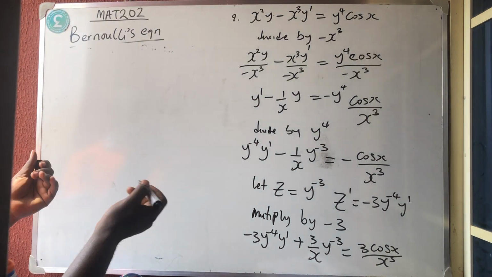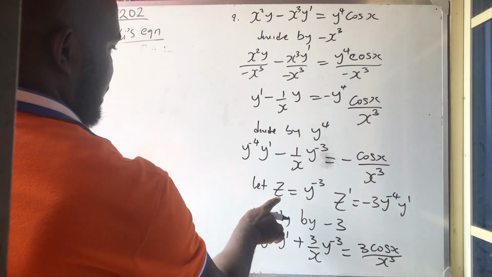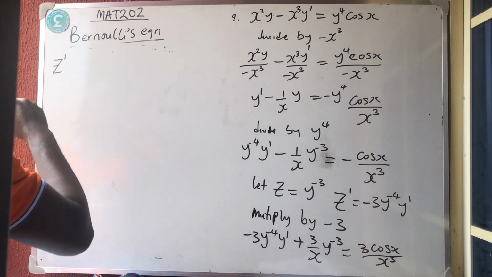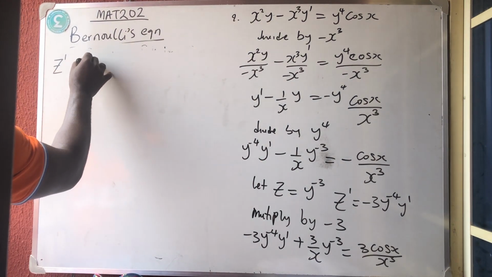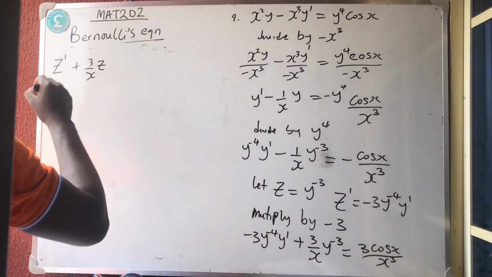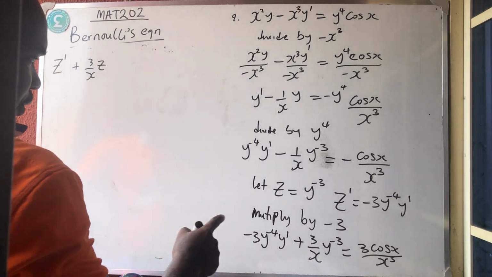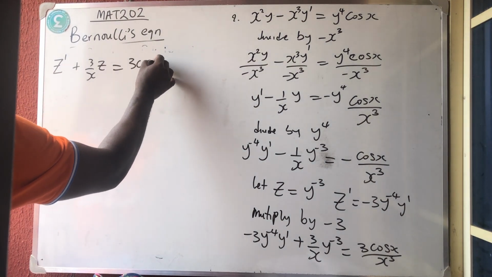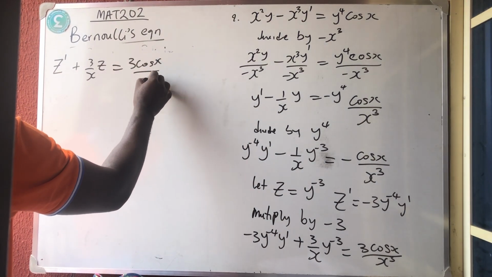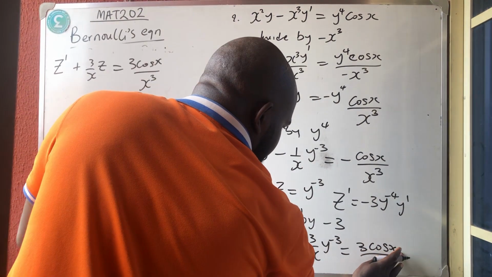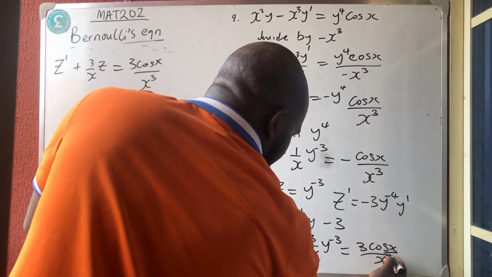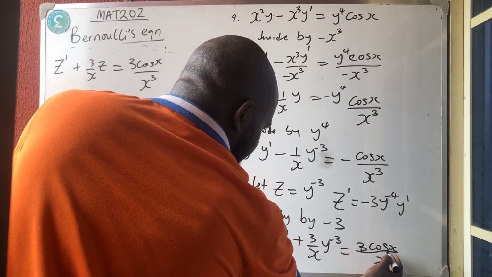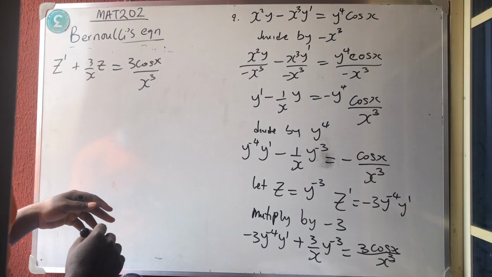Okay, so let's now substitute. This one means z prime. So I'm having z prime plus 3 over x z, because y raised to power minus 3 is z, is equal to what? 3 cos x all over x cubed. So this is now a linear equation. We have changed it from Bernoulli to linear.